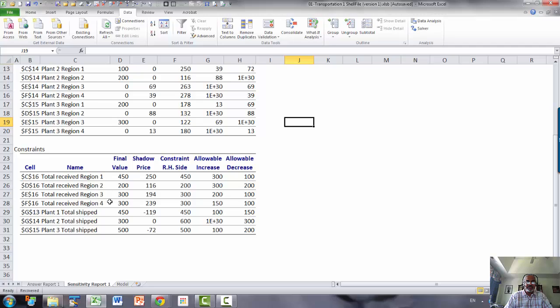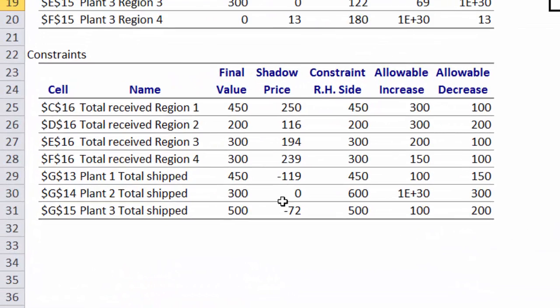For the constraints, what we have is what are called shadow prices. Shadow price indicates how much the objective function, in our case the total cost, how much the best, the minimum total cost, changes for a unit change in the right hand side value of the constraint. So total received in region 1, that's your demand. If the demand goes up by 1 unit, this is what the total shipping cost for the entire problem will go up by. Same here and same here and same here.